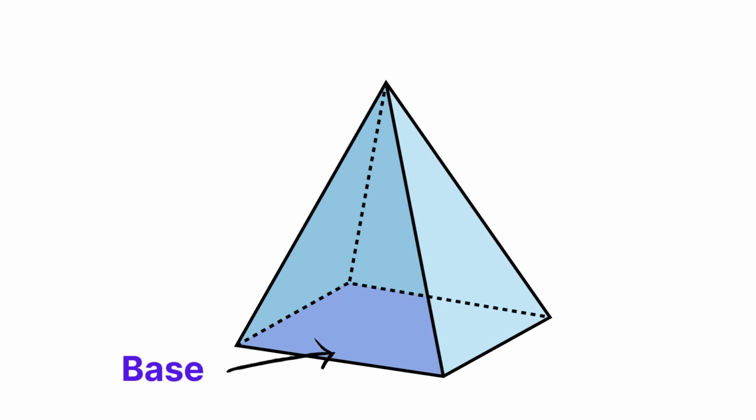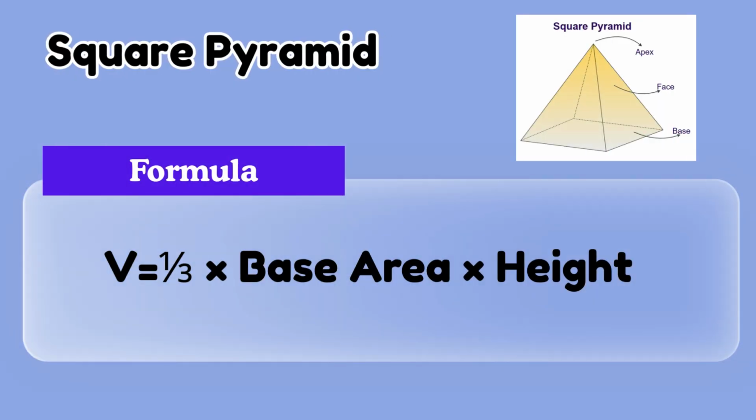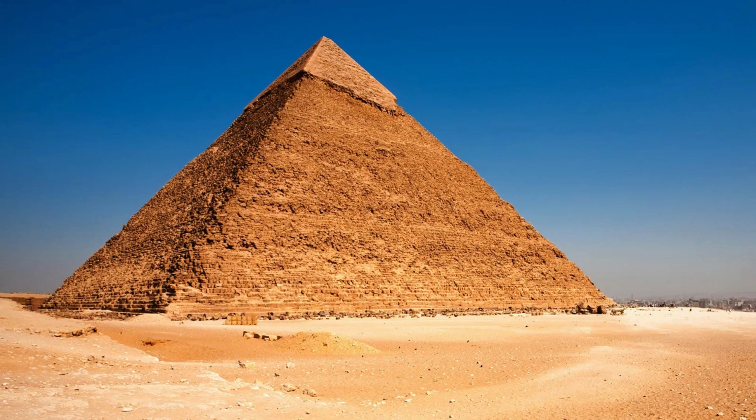And the third figure is the base. This is the bottom of the pyramid. In a square pyramid, the base is a square. The volume of this pyramid tells us how much space it occupies. The formula to find this volume is V equals 1/3 times base area times height. A real-life example of a square pyramid is the Great Pyramid of Giza in Egypt.